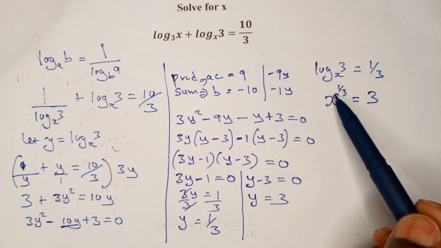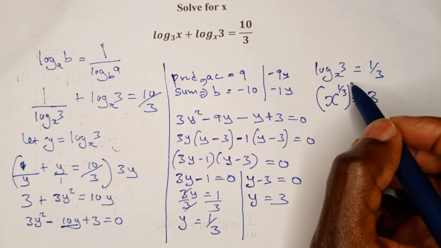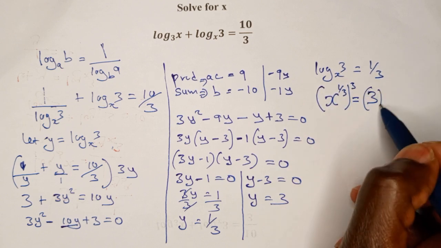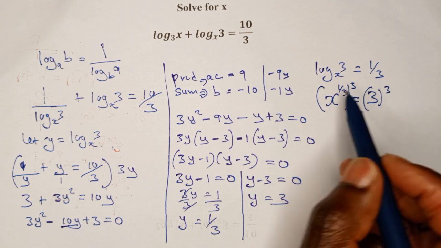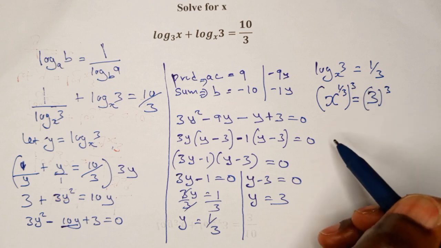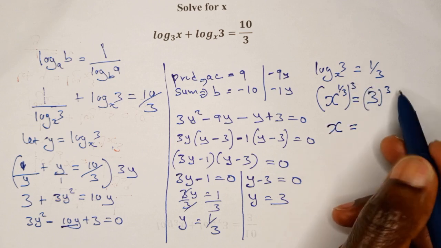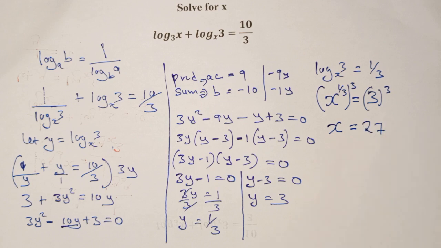Then we want to remove this one here. If you want to remove it, you just cube both sides. If you cube both sides, this is going to cancel. 1 over 3 times 3 is going to be 1. So we're going to remain with x is equal to 3 raised to 3, which is 27. That is the first value of x.